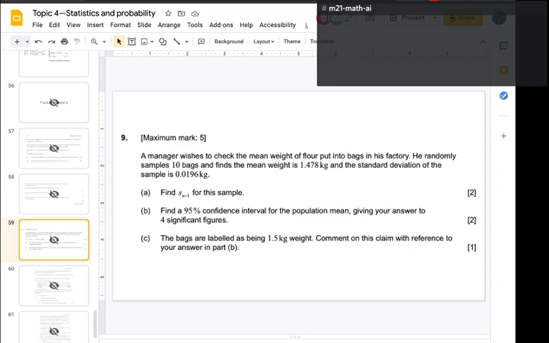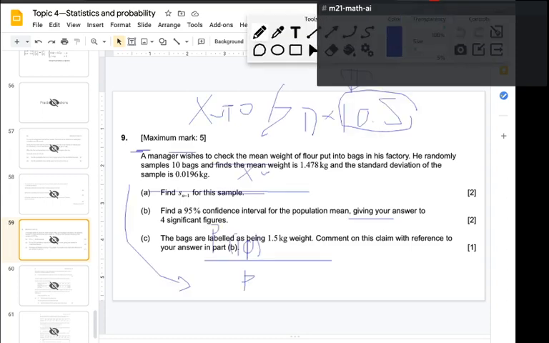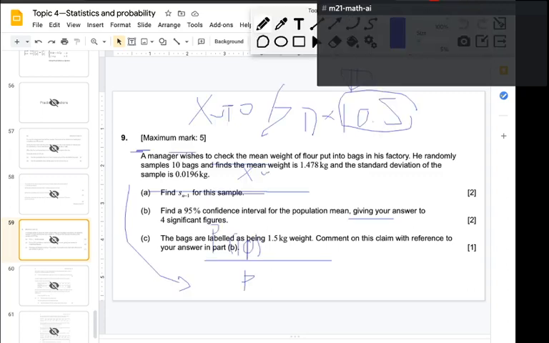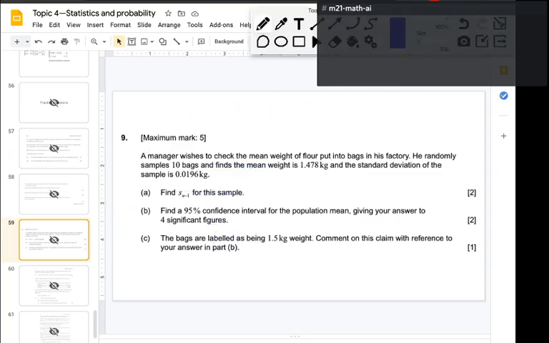Okay, next we have the standard deviation, unbiased standard deviation. Manager wishes to check the mean weight of flour put into bags in this factory. He randomly samples 10 bags and finds a mean weight of 1.478 kilograms, and the standard deviation of the sample is 0.0196. So find the unbiased standard deviation of the sample.